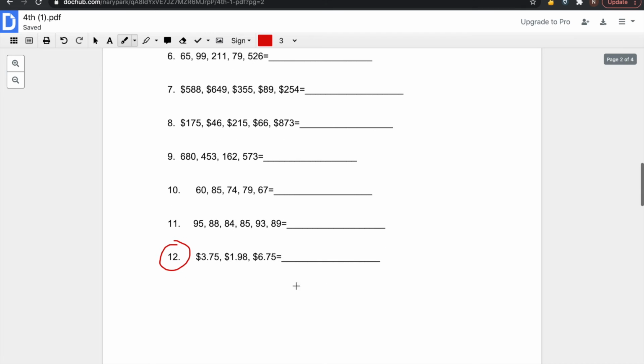So let's find out which one's the least by looking at their ones places, right? Because they all have different ones places. So the one with the least ones place is 0.98. Let me write that down right here. 0.98. Then we have 3, which is the second greatest ones place, and then finally we have 6.75.